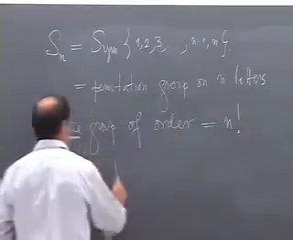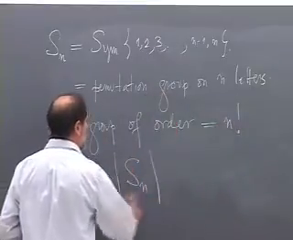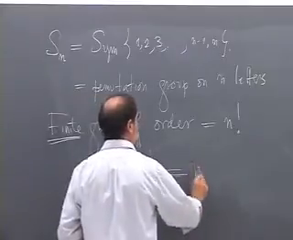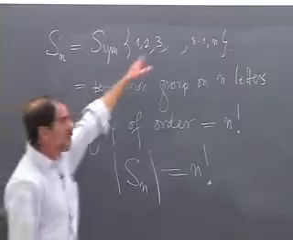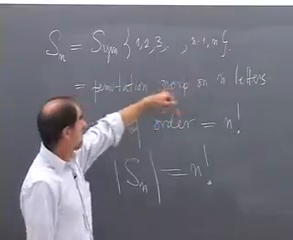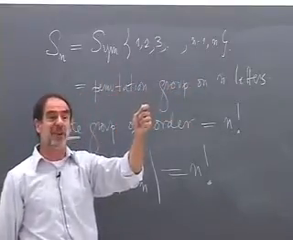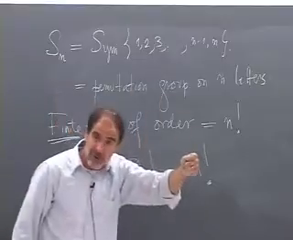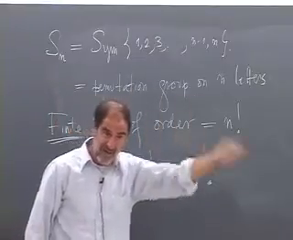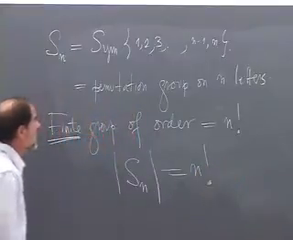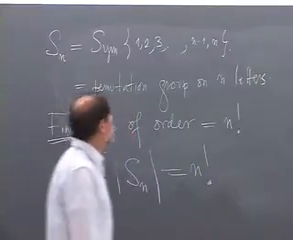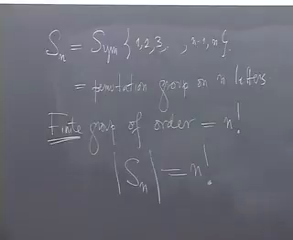I might write that this way. This is the way Artin would write that. The order of the symmetric group Sn is n factorial because there are n factorial ways to permute n letters. Why? Because there are n choices for the letter you take first, and then there are n minus 1 choices for the letter you take second, and then there are n minus 2 choices for the letter you take third.